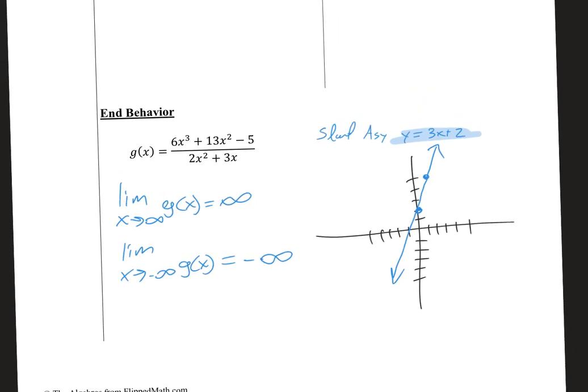So slant asymptotes, pretty easy stuff. I hope you enjoy it. You just get to do some long division.